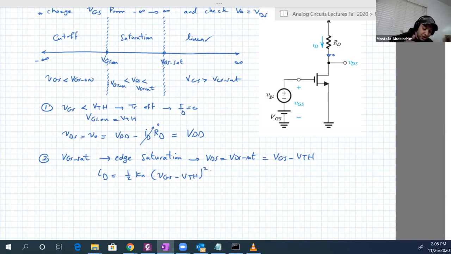Remember, we want now to find an equation for VGS to calculate this. We know also from the circuit that VDS is equal to VDD minus ID RD.